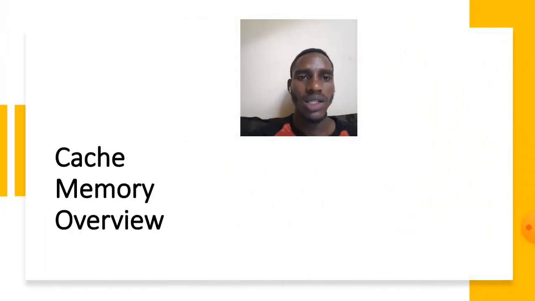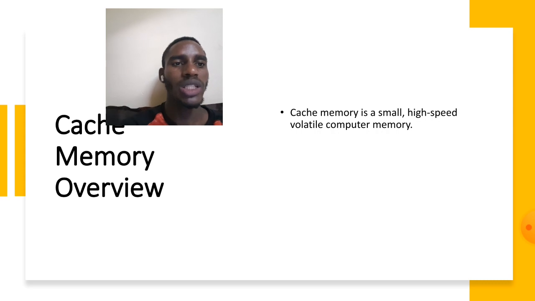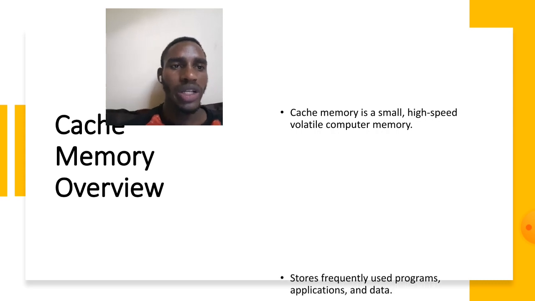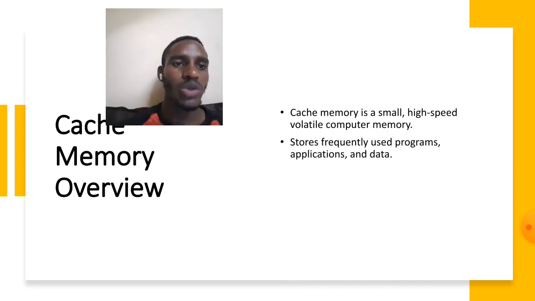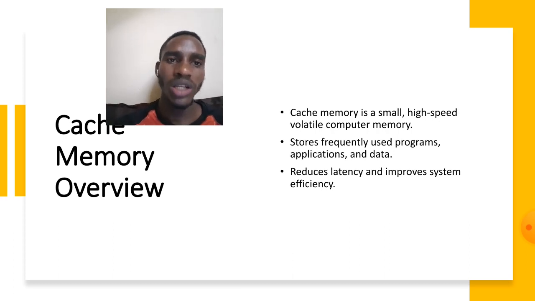First and foremost, we need to define what cache memory is. Cache memory is basically just a small, high-speed volatile computer memory, and it stores the most frequently used programs, applications, and data. It reduces the latency and improves system efficiency. This basically means that it's going to reduce the time it takes for the CPU to access a word from memory.